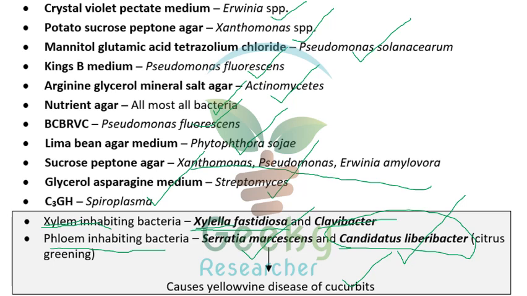And phloem, in the sense, when it comes to Serratia marcescens and Candidatus Liberibacter. So we can also expect questions like this: citrus greening is caused by Candidatus Liberibacter asiaticus, and asiaticus we can simply remember because it can only be observed in Asia. In other parts, maybe some other subspecies or varietal species may be observed, but when it comes to Asia, Candidatus Liberibacter asiaticus is responsible for citrus greening in Asia.